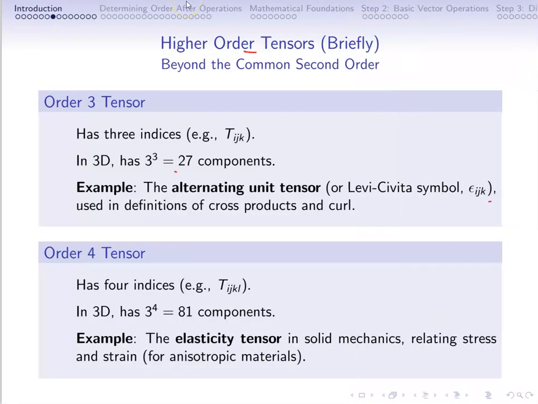Now coming to higher order tensors beyond the common second order. So an order 3 tensor has 3 indices like T_ijk. In 3D it has 27 components, like 3 to the power 3. Example: the alternating unit tensor, or Levi-Civita symbol epsilon_ijk, that is used in the definition of cross product and curl. Even a 4th order tensor is also there, so it has 4 indices, that is T_ijkl. So it has 81 components, like the elasticity tensor in solid mechanics relating stress and strain for anisotropic material. So that is a 4th order tensor.